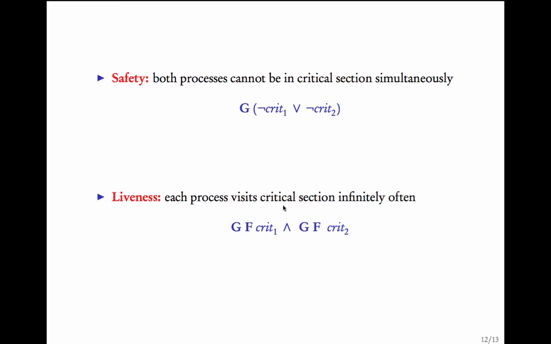What about liveness? Each process visits critical section infinitely often. This is fairly straightforward. Once you know that GF stands for infinitely often, so GF crit1 and GF crit2. Crit1 is true infinitely often and crit2 is true infinitely often.